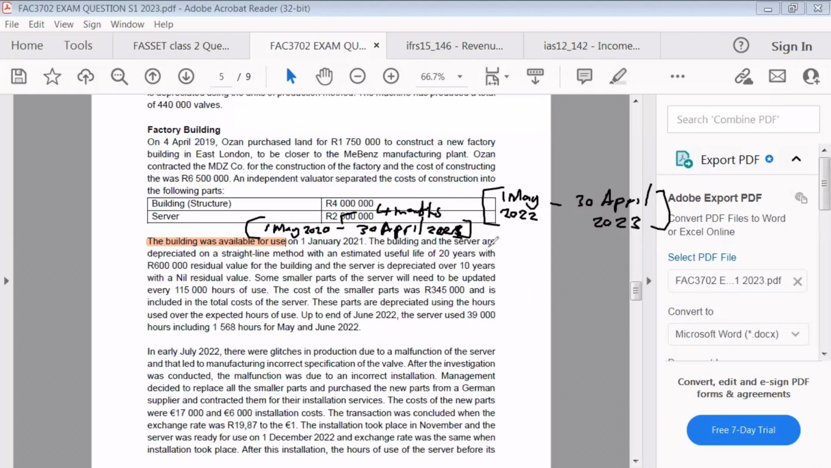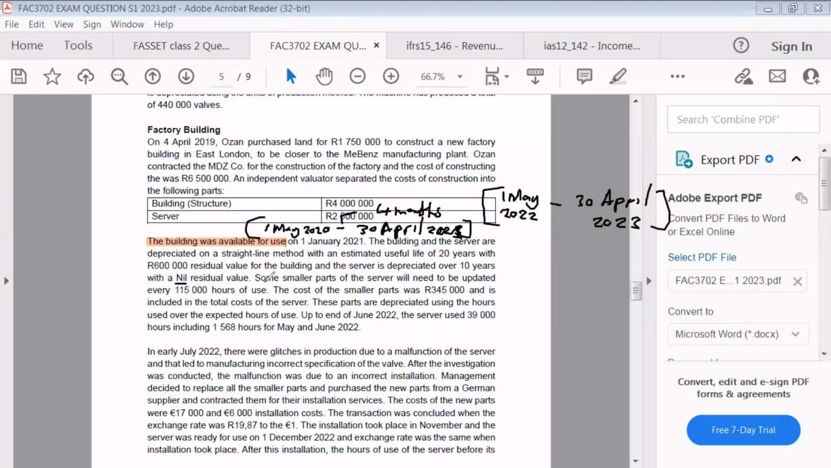All right. The building and the server are depreciated on the straight-line method with an estimated useful life of 20 years with a 600 residual value for the building, right? And the server is depreciated over 10 years with a nil residual value. So there's no residual value. There is no estimated value of how much you can sell the asset later on.